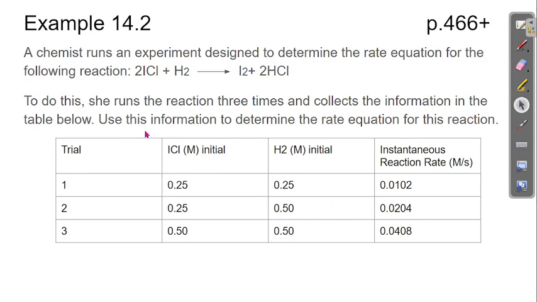So they're going to give you tables with all the data that's been collected from the experiment they perform. But you need to be able to find whatever they're asking. So the rate equation for this reaction is going to require you to find K, X, and Y. And how do we do this?